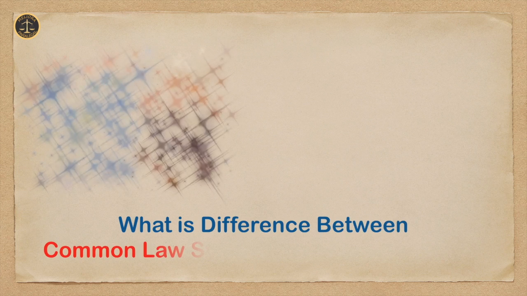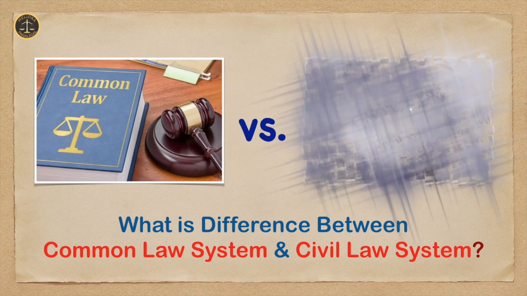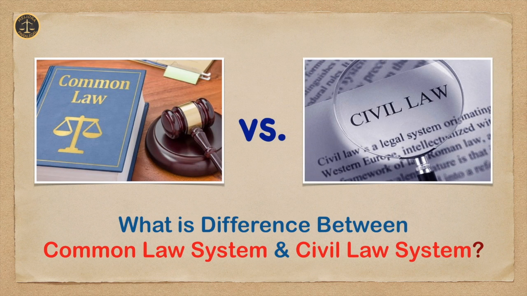Hello friends, in this video I am going to discuss what is the difference between common law system and civil law system. Throughout history to the present day, two principal legal systems have been practiced in the world, namely common law system and civil law system. The common law systems evolved over a period of time largely through customs and practices, and are practiced largely in the UK and its former colonies, the United States, Canada, Australia, India, etc.